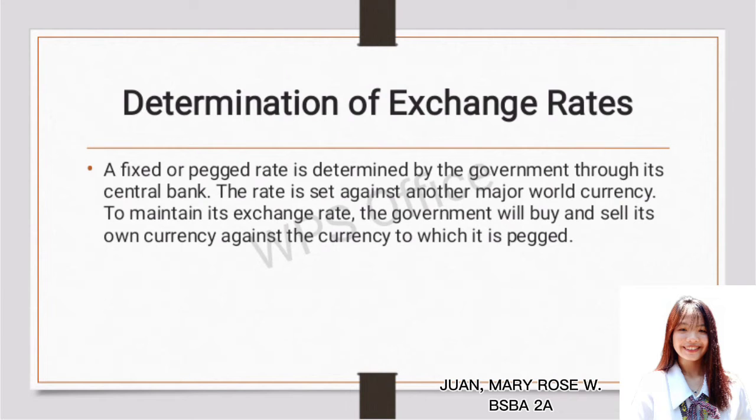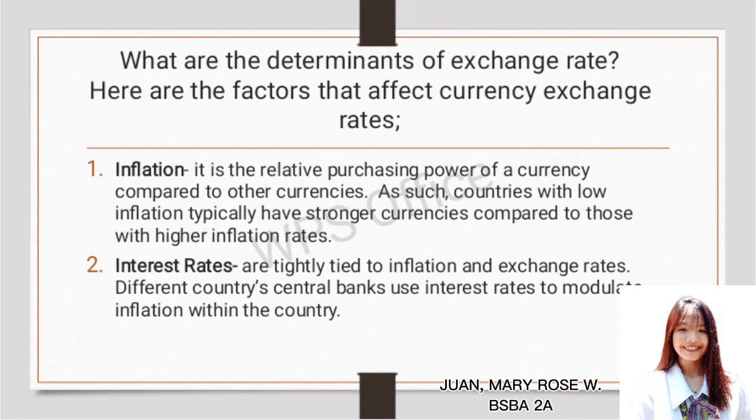Determination of exchange rates. A fixed or peg rate is determined by the government through its central bank. The rate is set against another major world currency. To maintain its exchange rate, the government will buy and sell its own currency against the currency to which it is pegged. What are the determinants of exchange rate?